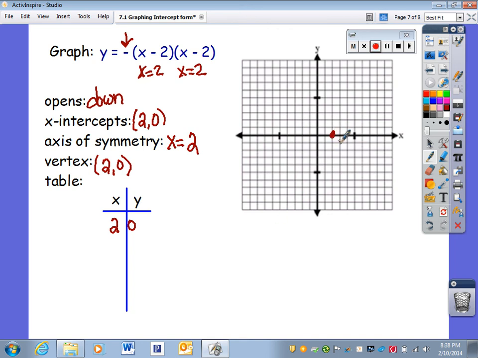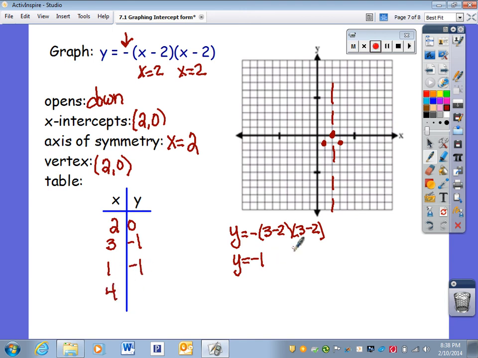So let's do a point on either side after drawing in our axis of symmetry. Let's start by using the point 3. So if I plug 3 in, I have y equals negative 1 times 3 minus 2 times 3 minus 2. 3 minus 2 is 1, so we have 1 times negative 1. That's going to give me negative 1. So we're going to be at 3, negative 1, and I'm going to reflect that point directly to the other side, which is going to be at 1, negative 1.